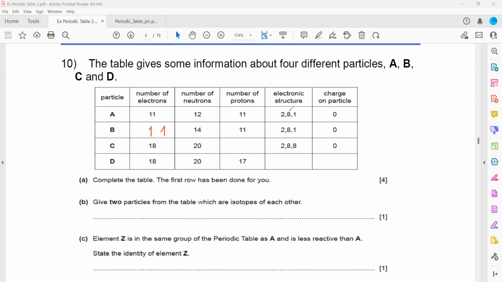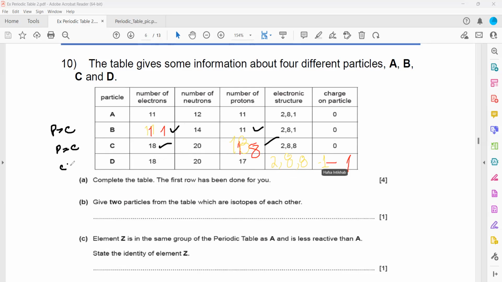The first one, because the charge on the particle is 0, it should have equal number of proton and electron. So if the protons are 11, the electron should also be 11. The next one, the charge is also neutral. So if it is having 18 electron, again, it should have equal number of protons. So the next one, it has 18 electron and 17 protons.